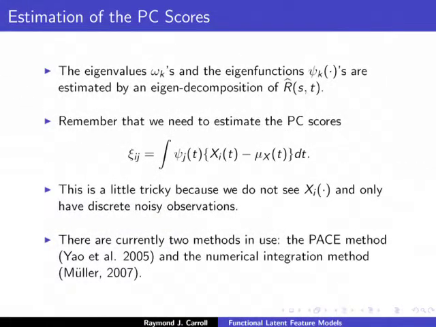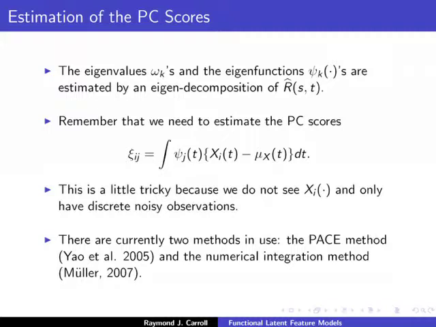And then we have to estimate the PC scores. The eigenvalues and the eigenfunctions are estimated by an eigendecomposition of the covariance surface. And we now have to estimate the PC scores, which are given by this formula, but we don't get to see x everywhere. We don't get to see x at all, and we only see it on a finite number of points.